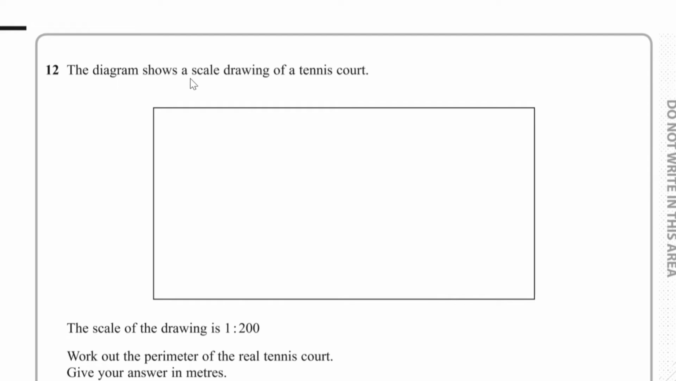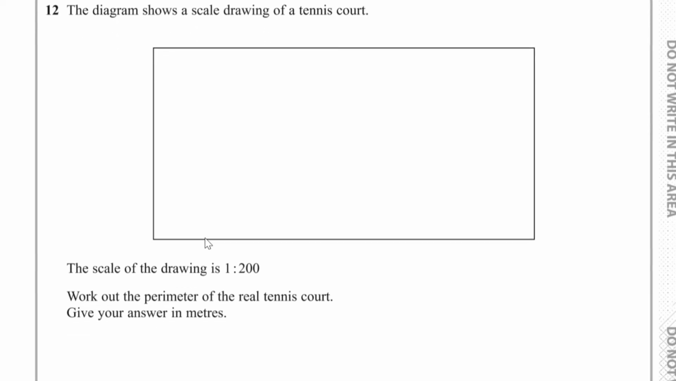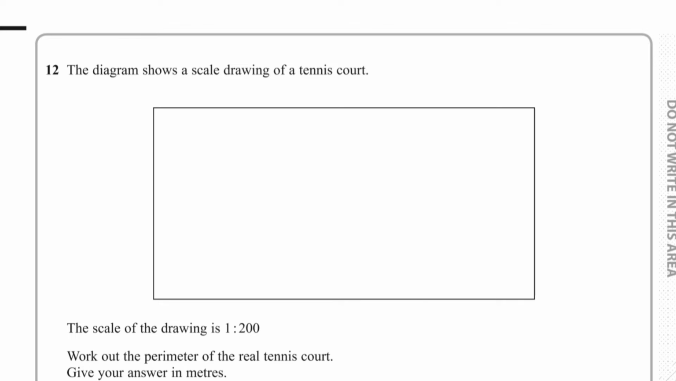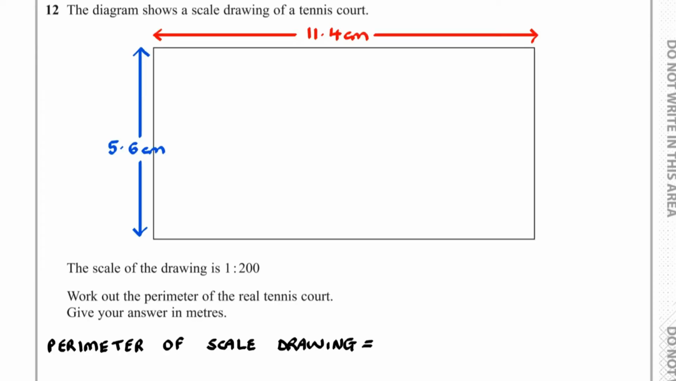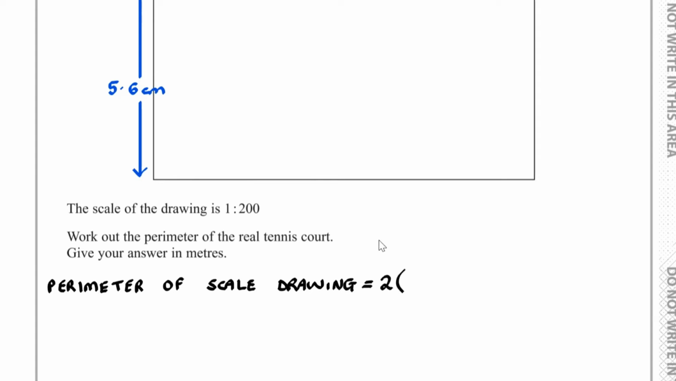Question number 12. The diagram shows a scale drawing of a tennis court. The scale of the drawing is 1 to 200. We have to work out the perimeter of the real tennis court. Give your answer in meters. Well, here is the width 5.6 centimeters and here is the length 11.4 centimeters. So the perimeter of the scale drawing, we have 2 times 11.4 plus 2 times 5.6.